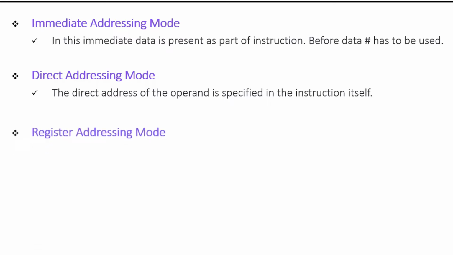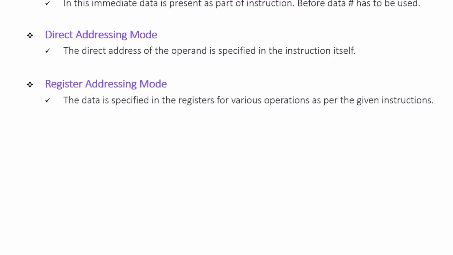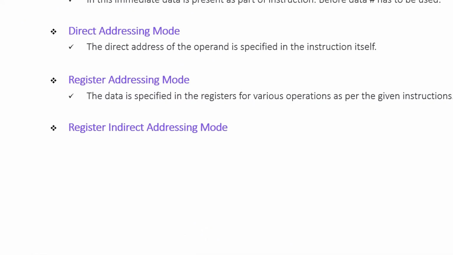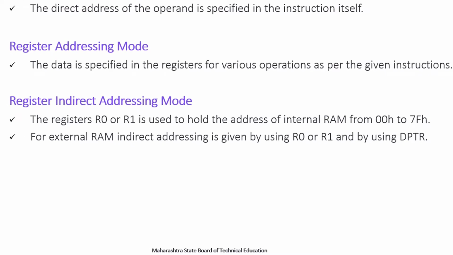Third is register addressing mode. The data is specified in the register for various operations in this addressing mode. Register indirect addressing mode. In this mode, the source or destination address is given in the register. R0 and R1 are used for 8-bit addresses and the DPTR register is used for 16-bit addresses.